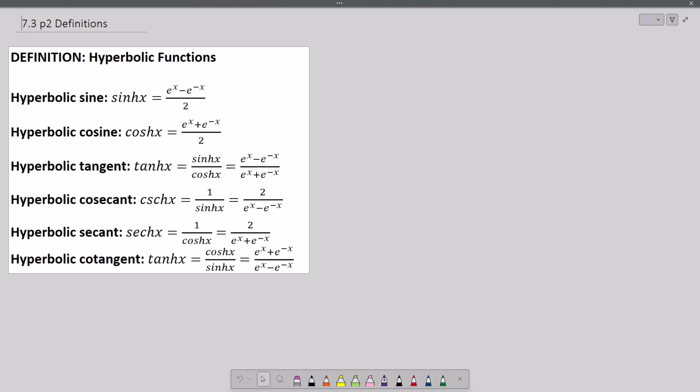Now, you've never thought of the trig functions as connected to exponential functions, but if the trig functions are related to the hyperbolic functions and the hyperbolic functions are related to the exponential functions, there is a connection between the trig functions and the exponentials, which we will see in this class.